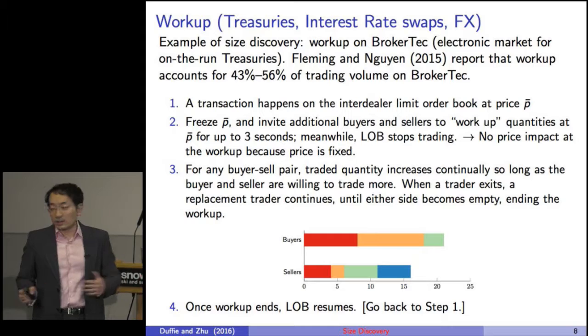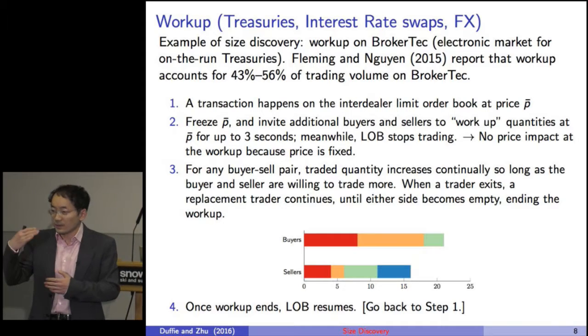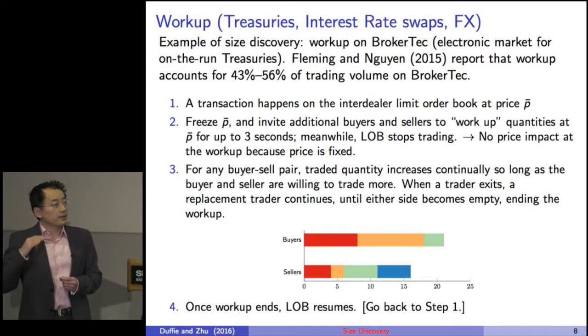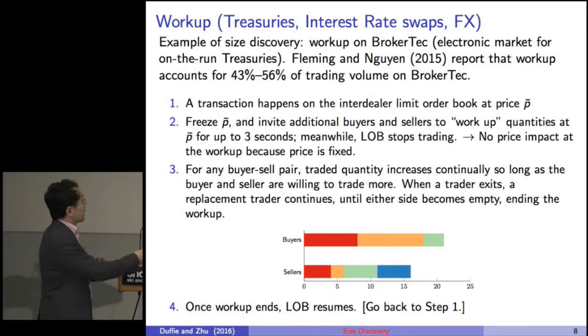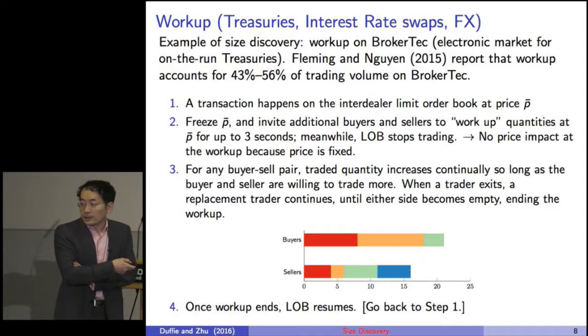Then additional buyers and sellers are invited to submit orders at the same price, the fixed price P. Now, in that process, the price cannot move. Okay, it's frozen. Right? So in that sense, it is a size discovery mechanism. Imagine that 3 buyers and 4 sellers would queue up. Now, how does this work?